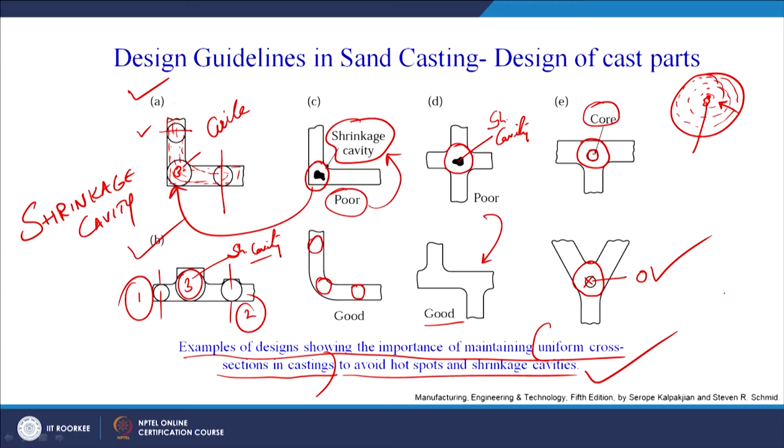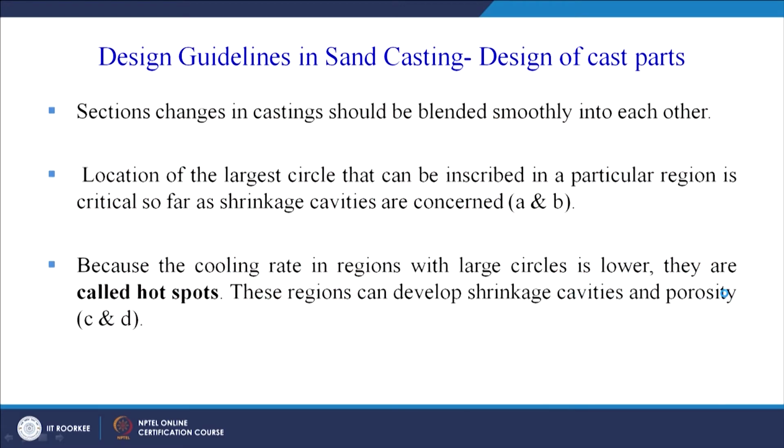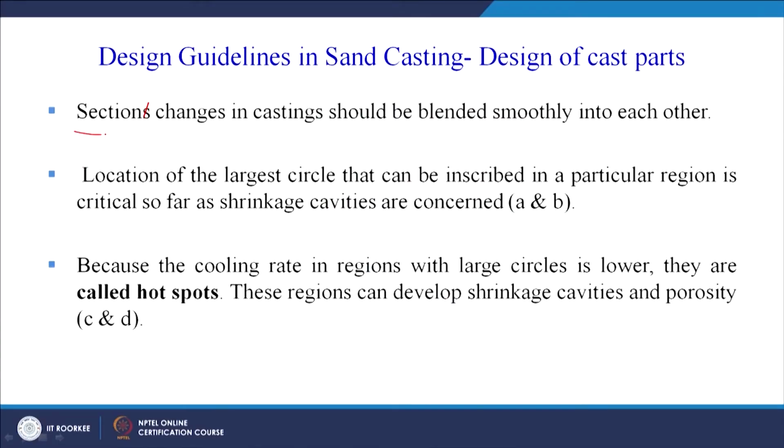So, here we can see the concept of shrinkage cavities and how they can be avoided. That can be done with the help of design modifications in the product geometry. Now, let us try to summarize whatever we have covered. Section changes in casting should be blended smoothly into each other. Wherever the section is changing, at that point we must have a uniform profile instead of a sharp profile.